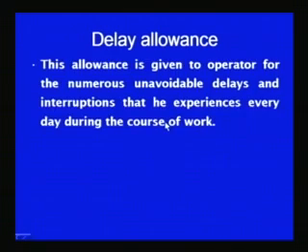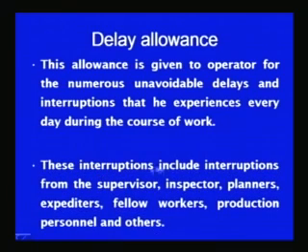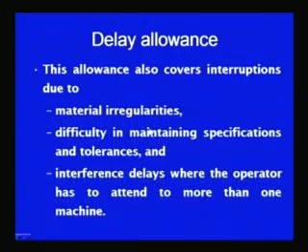The first allowance is the delay allowance. This type of allowance is given to the operator for the numerous delays and interruptions that he experiences during the day or during the course of work. These interruptions include interruptions from supervisors, inspectors, planners, expeditors, fellow workers, production personnel and others. This allowance also covers interruptions due to factors like irregularities in the material or defective material, due to which processing is not carried out, or difficulty in maintaining the specifications and tolerance, or poor machine condition that makes the work take long, or interference delays where the operator has to attend one or more machines at the same time.